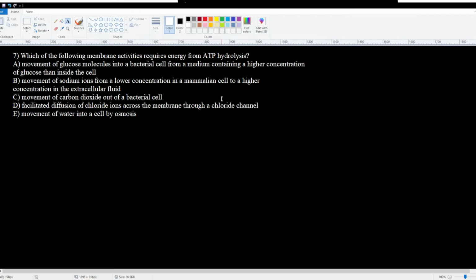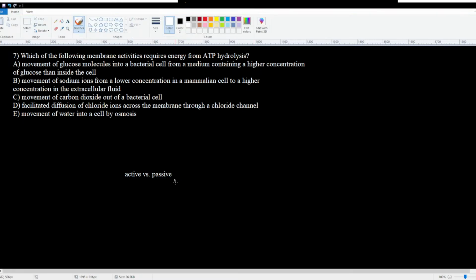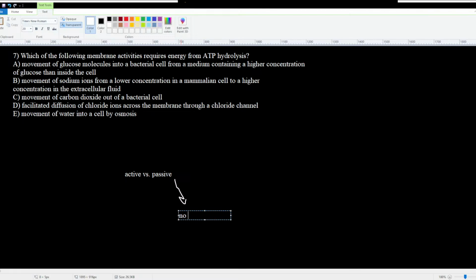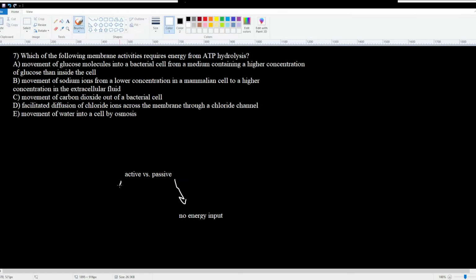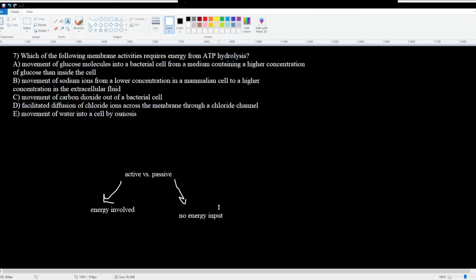So the difference between those, right? We have active versus passive. For passive, there's no energy input. And for active, there's energy involved. So now what does this mean? It essentially means that if there's no energy involved, then it's thermodynamically favorable and it's going to happen naturally.